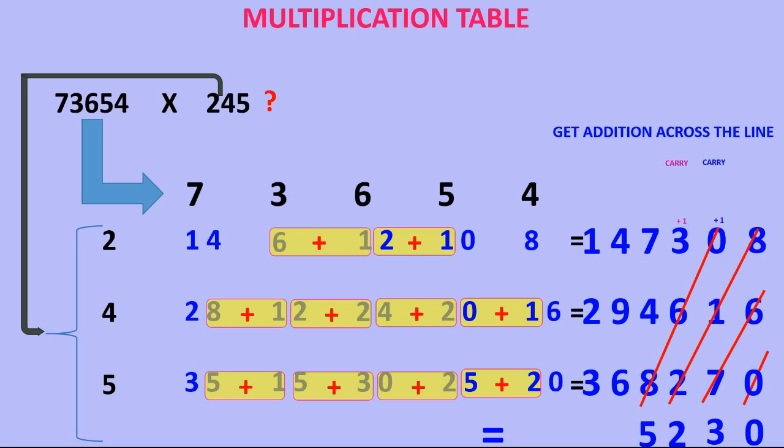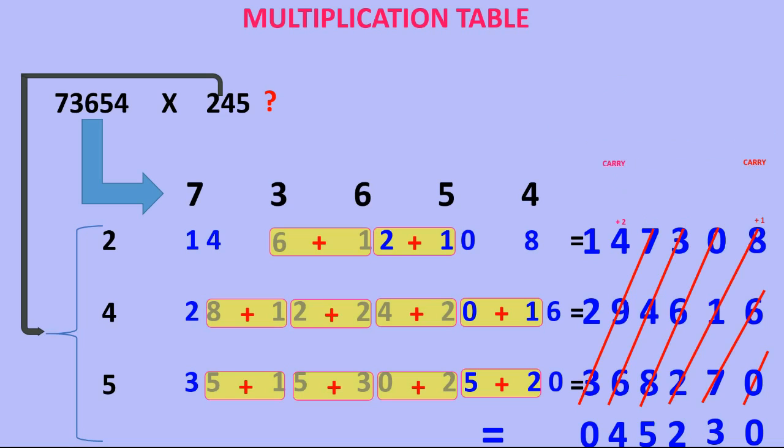So 3 plus 1 is 4, 4 plus 4 is 8, 8 plus 6 is 14, 4, and again 1 carries to the 7, 7 plus 1 is 8, 8 plus 9 is 17, and 17 plus 3 is 20. So 0 you have to write, and 2 will carry to the 4, 4 plus 2 is 6, and 6 plus 2 is 8. So 8 you will write there, and 1 will become as it is there.